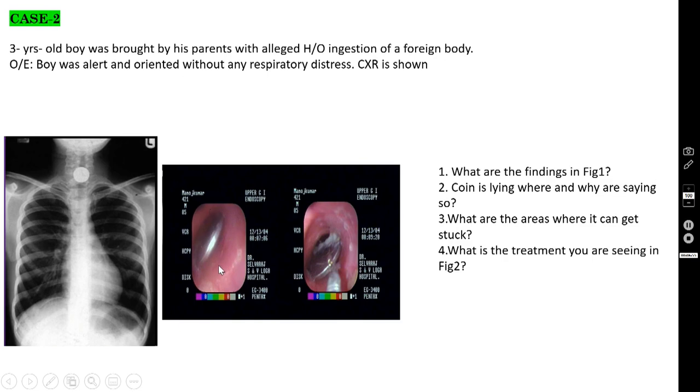Suppose it is a button cell instead of a coin, then irrespective of where it is, even if it has gone into the stomach or is lying anywhere in the small bowel, you should remove it immediately. Otherwise, that button cell will dissolve and burst open, and that will erode the intestine or stomach and cause perforation. For fear of perforation, a button cell, wherever it is, we have to remove immediately.